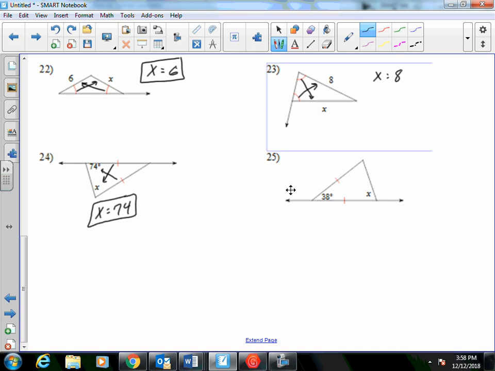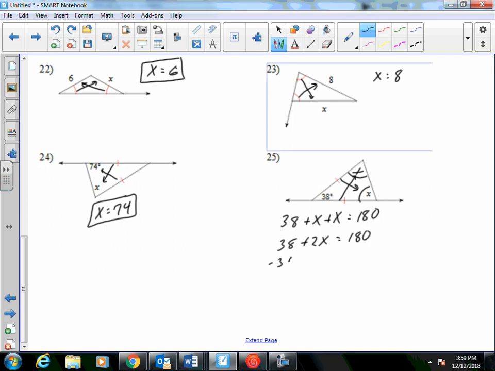And 25 is the more difficult version of these. We've got the two congruent sides, so we know we've got two congruent angles, and those are the angles opposite the sides. So that means that angle with the x in it is congruent to this angle over here. So nothing there. We can call that x. And so to solve for the x, now we need to remember that all three angles add up to equal 180 degrees. So 38 plus x is going to equal 180 if we add all three angles together. So 38 plus 2x equals 180.